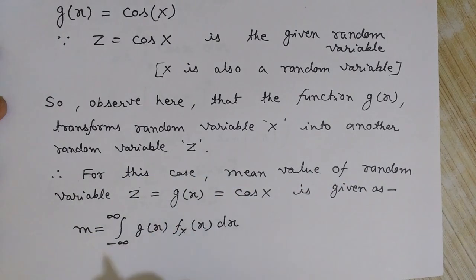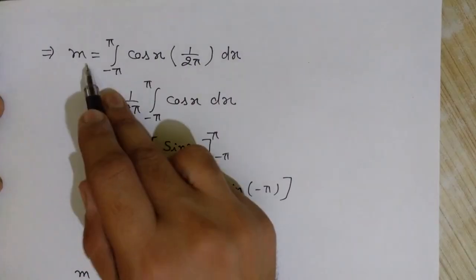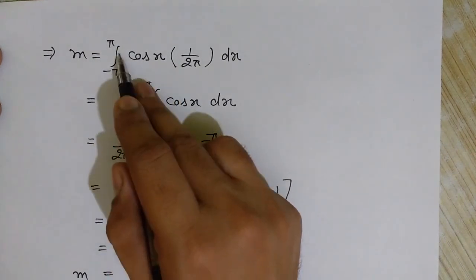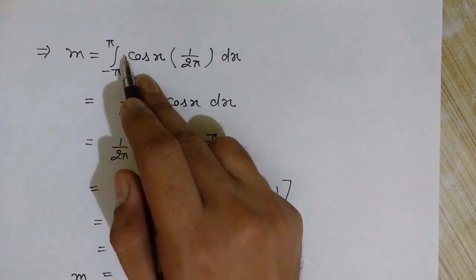We have discussed it. So let's put the values of g(x) and f(x) in the limits. We know that this m equals, since the limit is from minus pi to pi, because it was defined for minus pi to pi. See the limit.